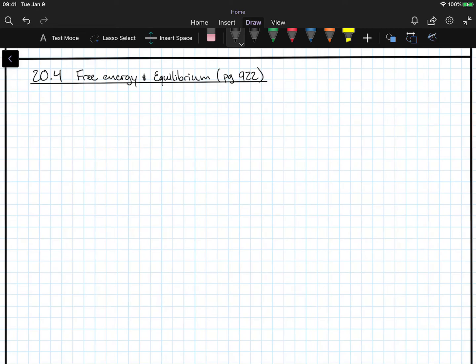In this video, we're going to work through section 20.4, which starts on page 922. We're going to be looking at free energy change and equilibrium. So this is kind of wrapping together everything we've been talking about over the last couple of months, looking at how equilibrium processes work and the direction a reaction will go, as well as the free energy we've just learned about. Those two topics are connected and related to each other.